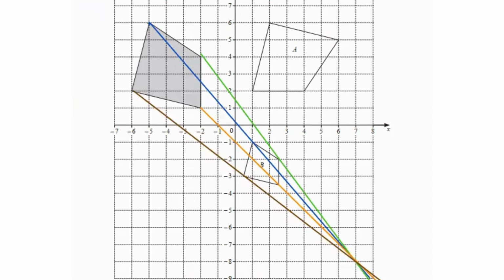which is this point over here. This is the common point where all of these lines are passing. So that is 7 and negative 8. So your center is 7, negative 8. That is your center of enlargement. That's how you find it.